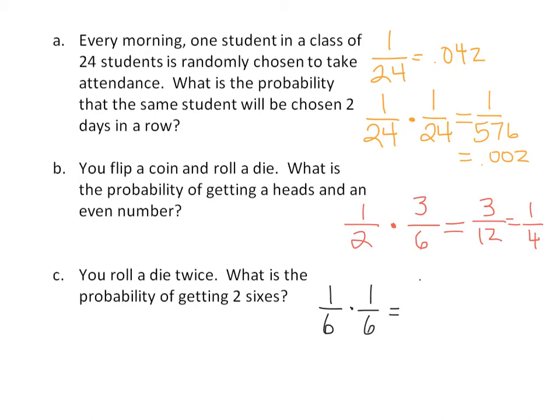1 times 1 is 1. And 6 times 6 is 36. So there's a 1 out of 36 chance, which is 0.028. So there's a 2.8% chance, not very likely, that you'll get two 6s in a row.